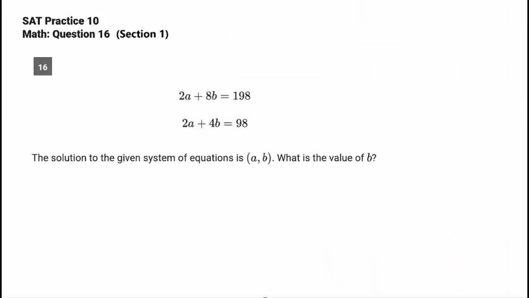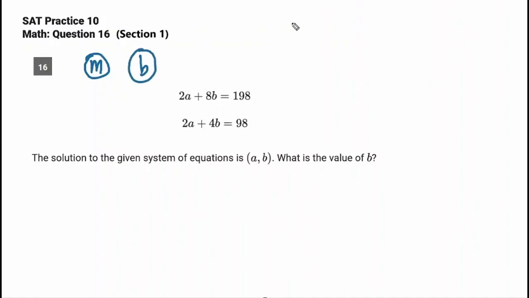We're on SAT Practice Test 10, Math Section 1, Question 16. What's the level of difficulty here? It's supposed to be hard. We're in that area. But guys, this problem is medium. You've got two equations. The solution to the given system of equations is AB. What's the value of B? So right now what we're looking for, B.